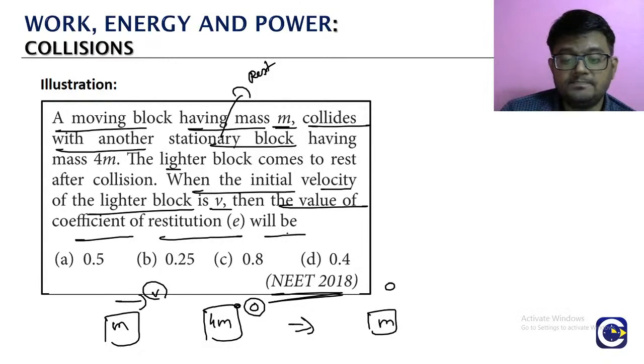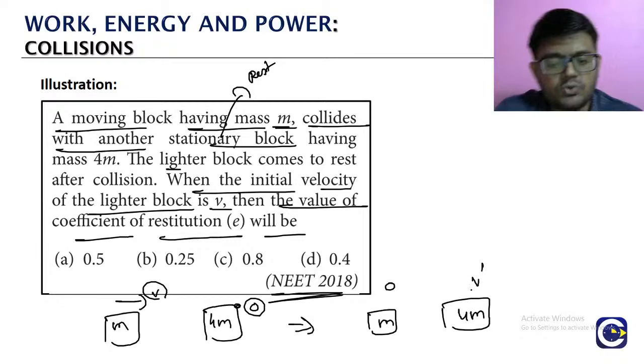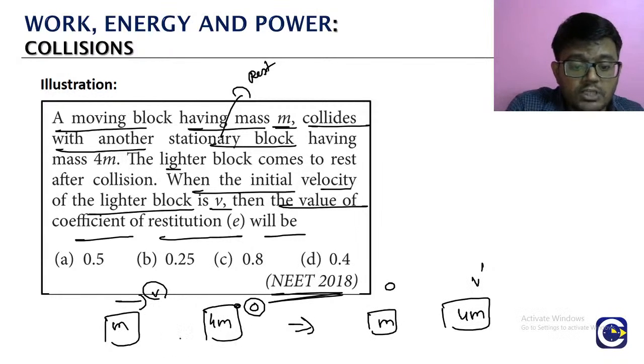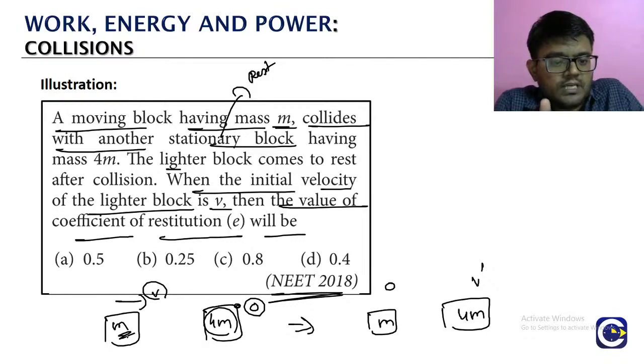they ask for the value of the coefficient of restitution. See, m is coming to rest means 4m will start moving, right? So let us say the velocity of 4m is v dash. We have to calculate the value of v dash, right? Before we calculate v dash, see, before the collision, how is 4m? Stationary. Only the lighter mass is moving and coming. What is the velocity with which it is coming?